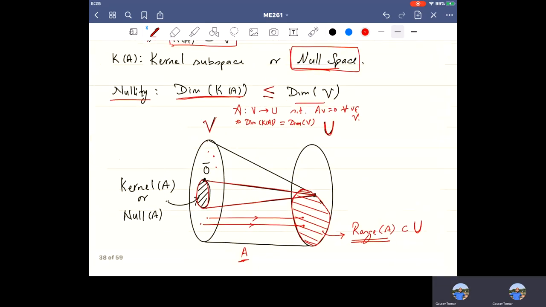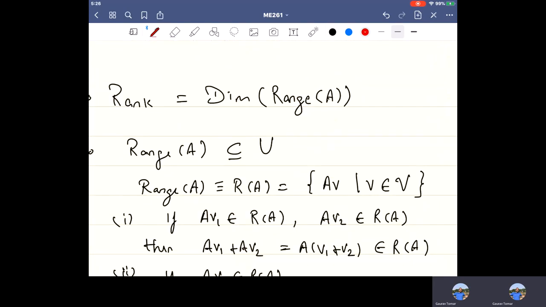If it's a subspace, then you can define a rank also. The rank of this subspace is going to be the dimension of this subspace. That's what you call the rank of a matrix, essentially the dimension of the range of A. Using the same concept, you can define the rank of a linear mapping.